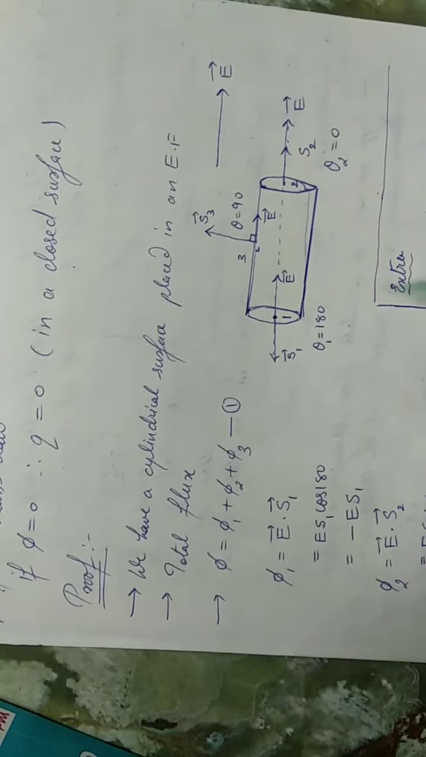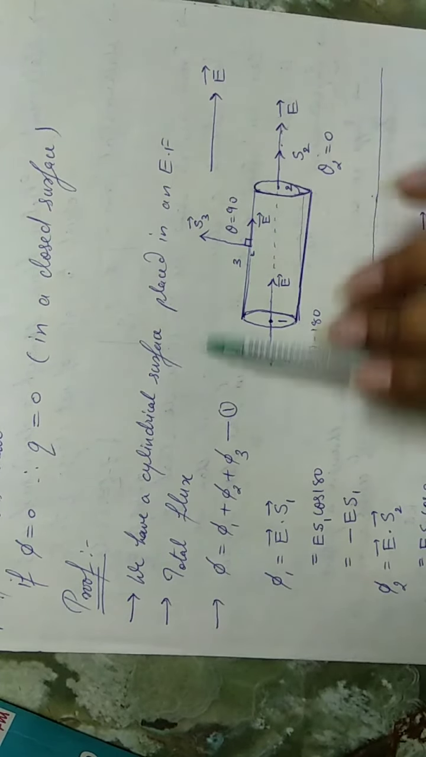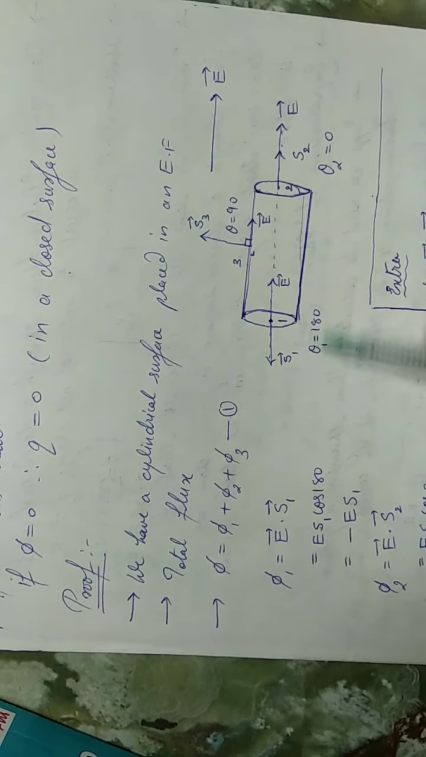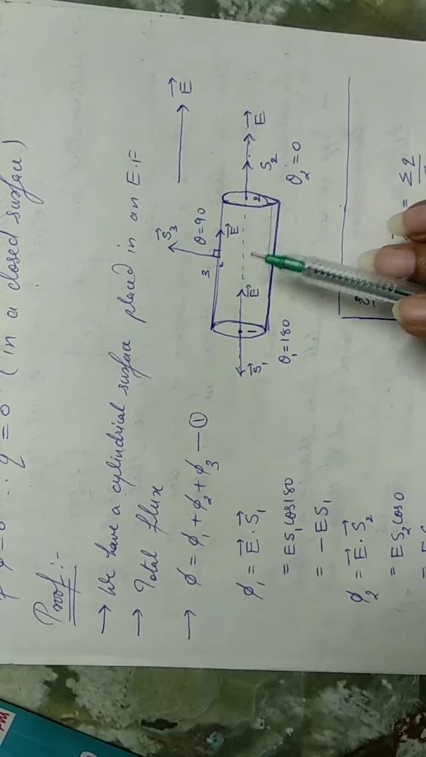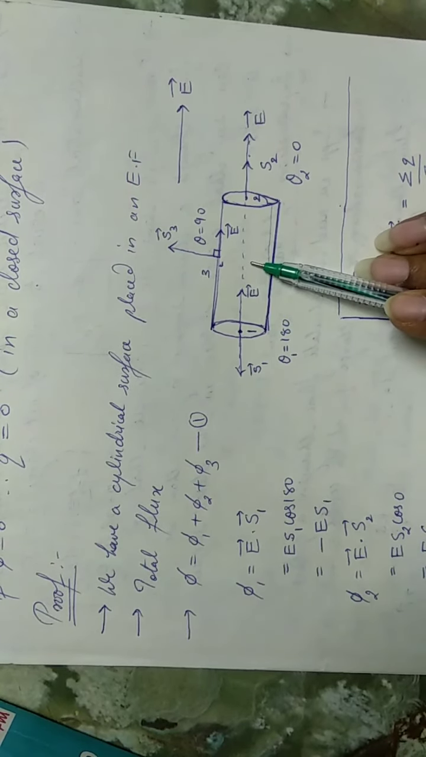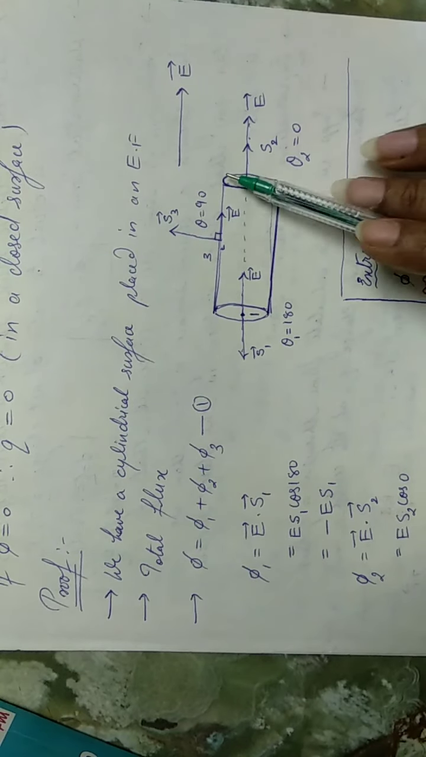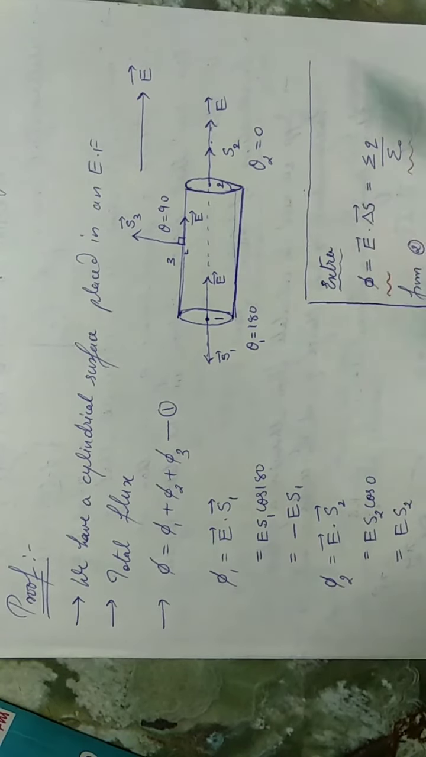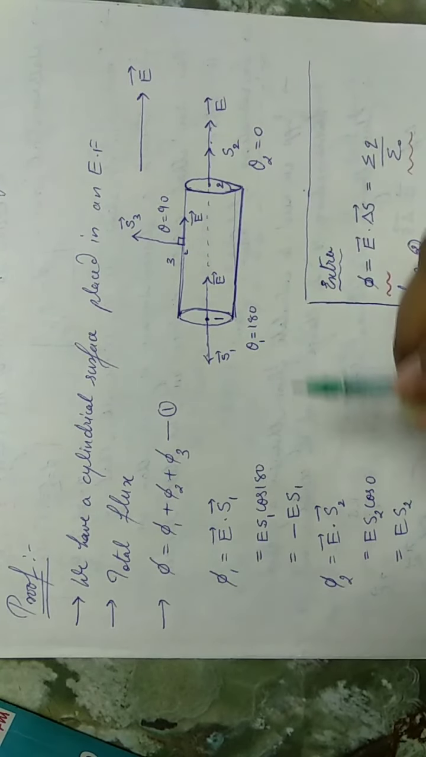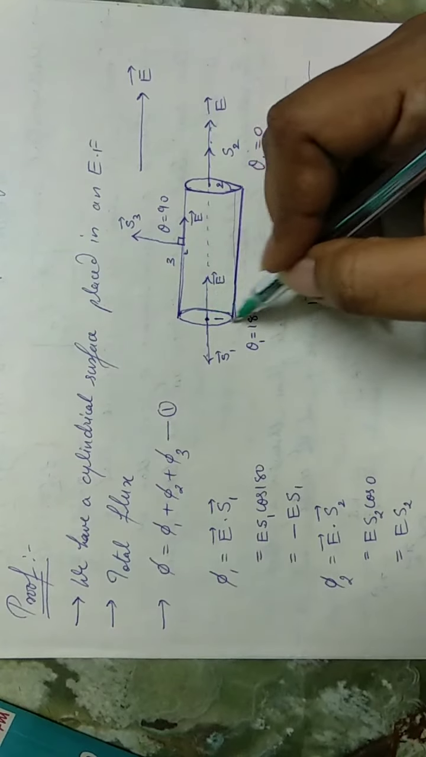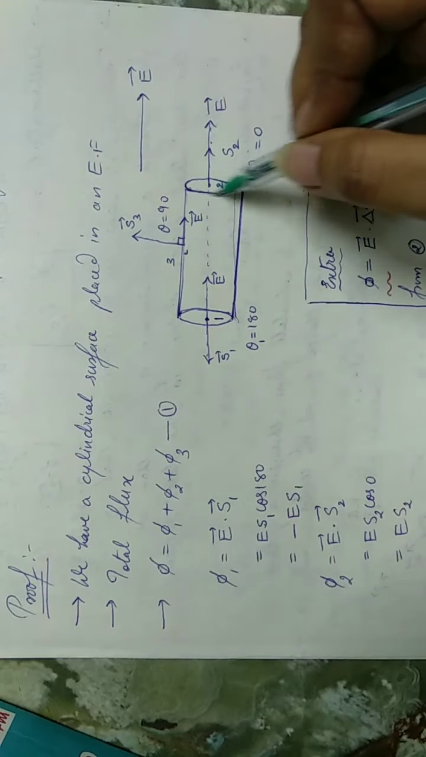So we'll keep a cylindrical surface in a uniform electric field. This is the direction of electric field, and this is our cylindrical surface, and there is no charge enclosed in this body, as you can see. So we'll calculate the total flux passing through the surface. Now just see here, we'll calculate flux in 3 different portions, one here, then here, and then here.